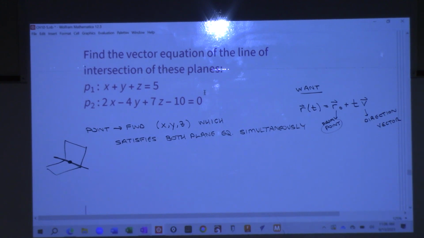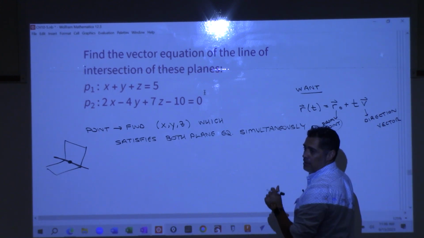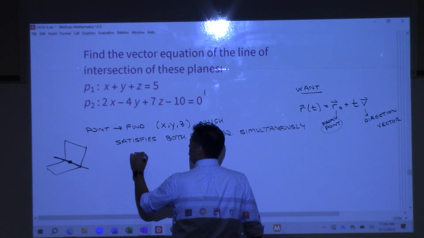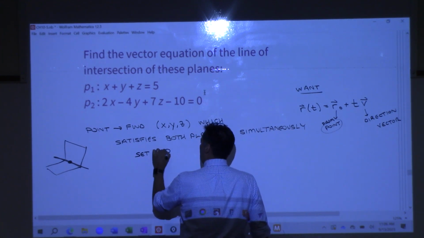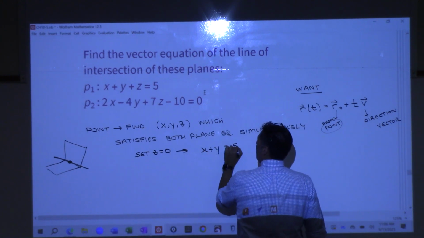Set one of the variables, any one you want, equal to 0. That's a nice convenient one. We actually did it last class. We did z. It said z equals 0. Okay, but let's do it. So I'm going to set z to be 0. And when we do that, we get x plus y equals 5, and then we get 2x.